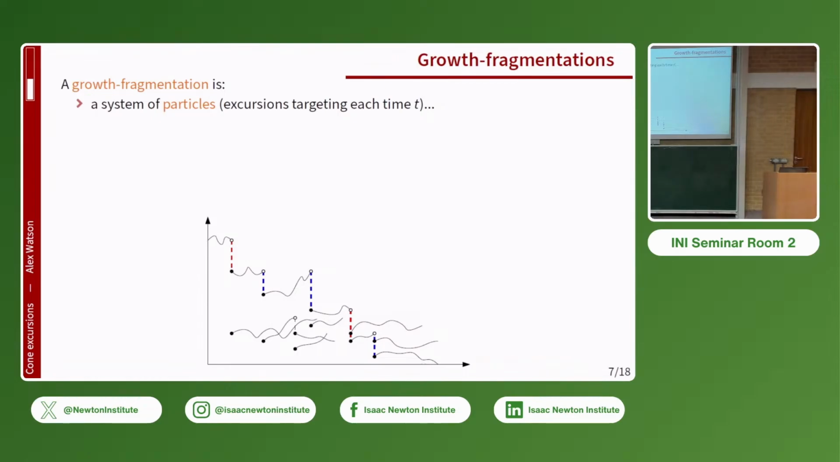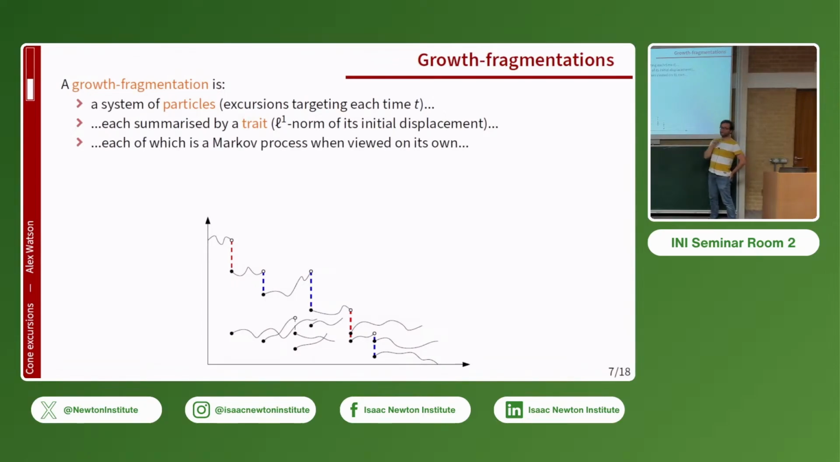So a growth fragmentation for us is going to be a system of particles, which in our world, these are the excursions that target all these different times, right? So the different times basically are the different paths through this particle system. Each of those particles is summarized by a particular trait, which in our case is this L1 norm of the initial displacement that we looked at in the previous slide. And if I look at one of those particles and just follow it on its own, so just look at the marginal law of the evolution of that trait for that one particular particle, that should be a Markov process.